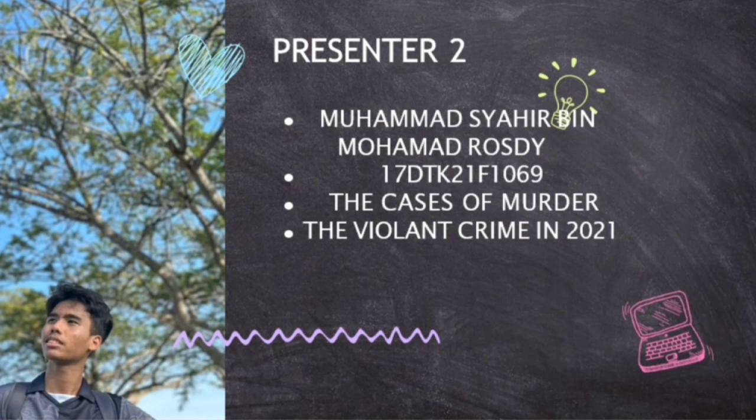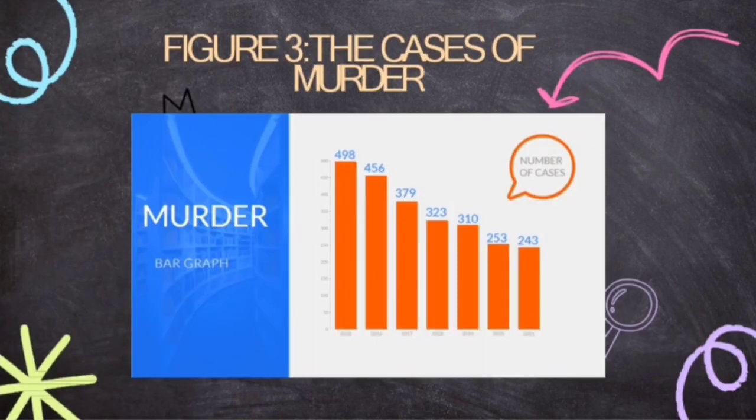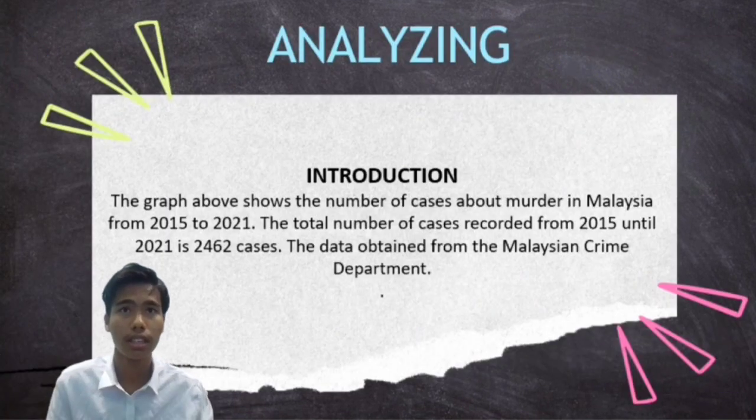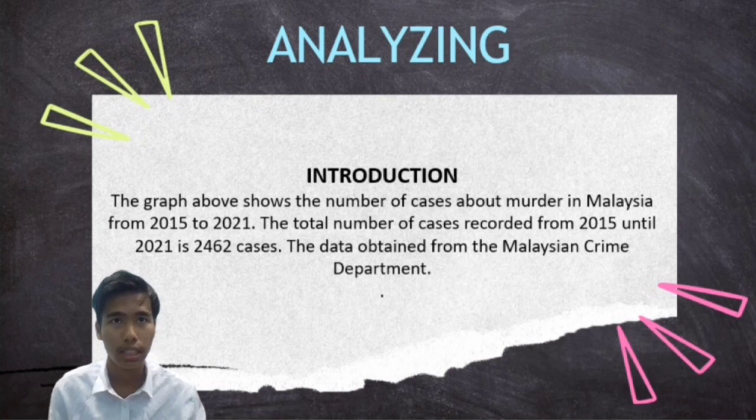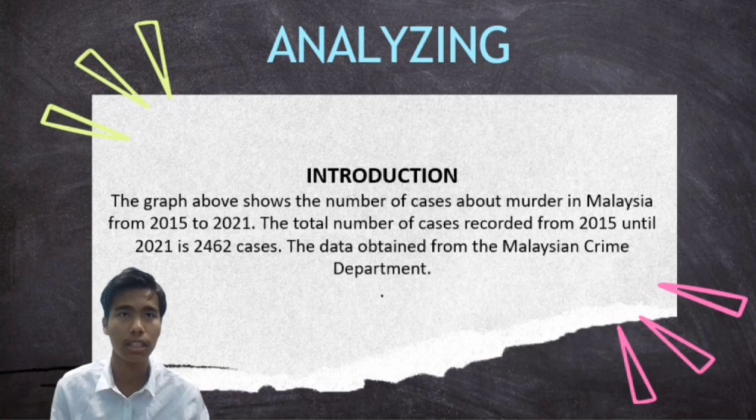In this video, I will present the bar graph of the cases of murder and the pie chart of the violent crime in 2021. For introduction, the graph above shows the number of cases of murder in Malaysia from 2015 to 2021. The total number of cases recorded from 2015 until 2021 is 2,462 cases. The data was obtained from the Malaysian Crime Department.